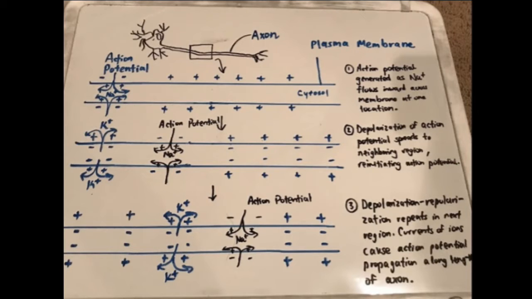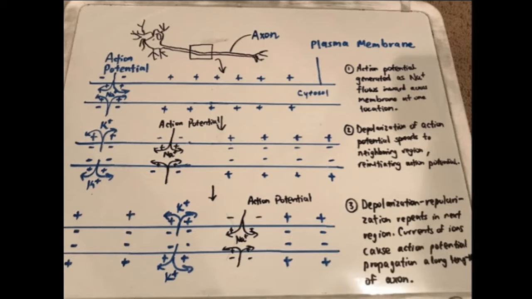This picture details how the action potential moves through the axon. Firstly, the action potential is generated as sodium flows into the cell inward across the membrane at one location. In the second step, depolarization of the action potential spreads to the neighboring region of the membrane, thus initiating the action potential there. To the left of this region, the membrane is depolarizing as potassium flows outwards.